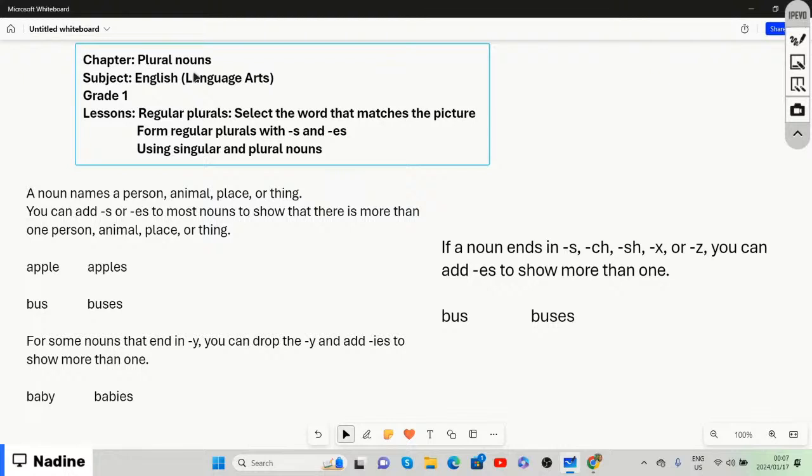So usually with a regular noun or regular word, we just add an S or ES in order to show the plural form, to show that there's more than one thing, or more than one person, more than one place, or more than one animal.